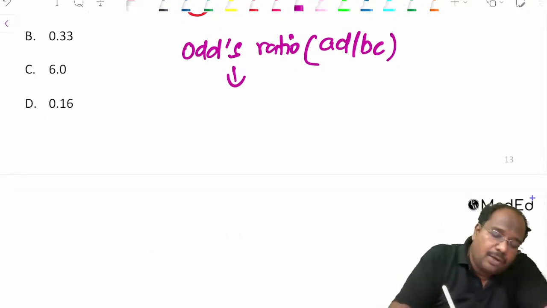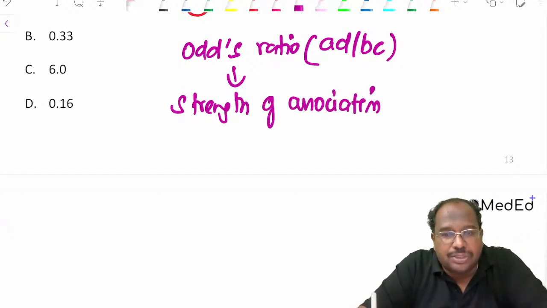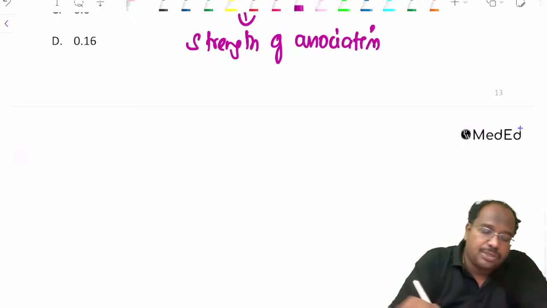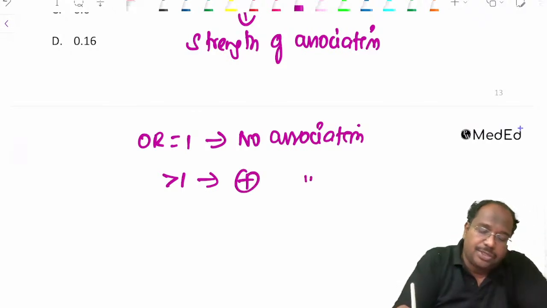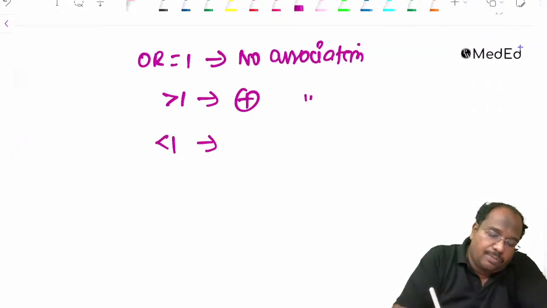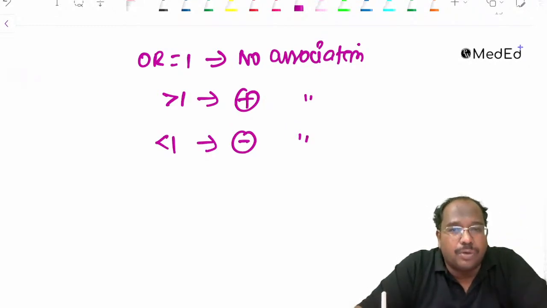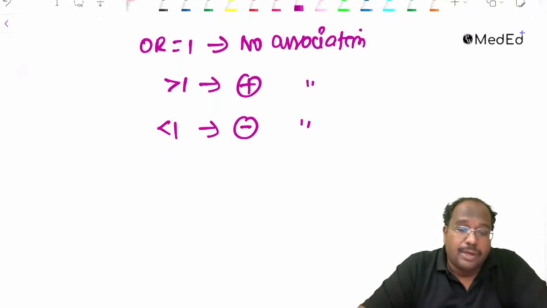What does the odds ratio tell? The odds ratio tells the strength of association between two parameters. Odds ratio equal to 1 means no association. More than 1 means positive association. Less than 1 means negative association. Now, let us go to the problem.